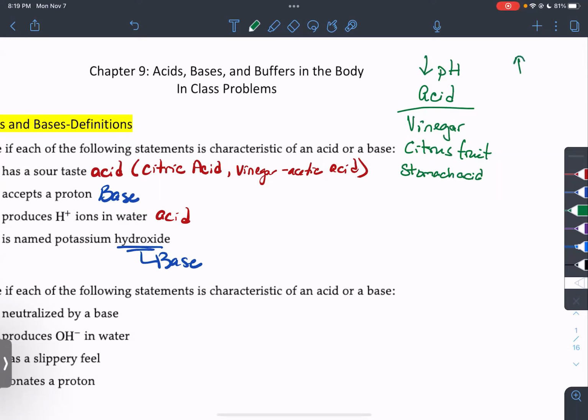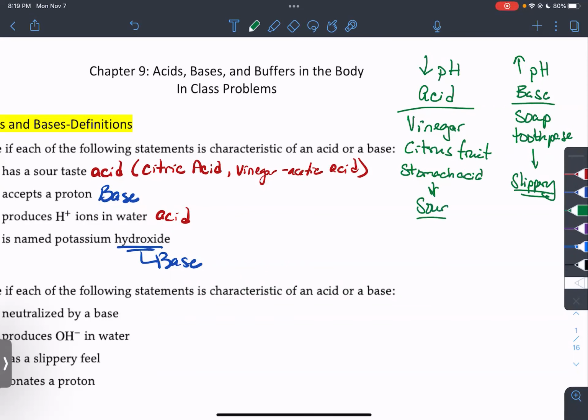Okay, so then on the opposite side, if you have a high pH, then you have a base, right? And so a base, a lot of things that are soaps are bases. Your toothpaste is an example of something that's a base. And all these things are kind of slippery, right? They're slippery. That's kind of a common thing about bases. And we said acids are very sour, right? Like citric acid, very sour.